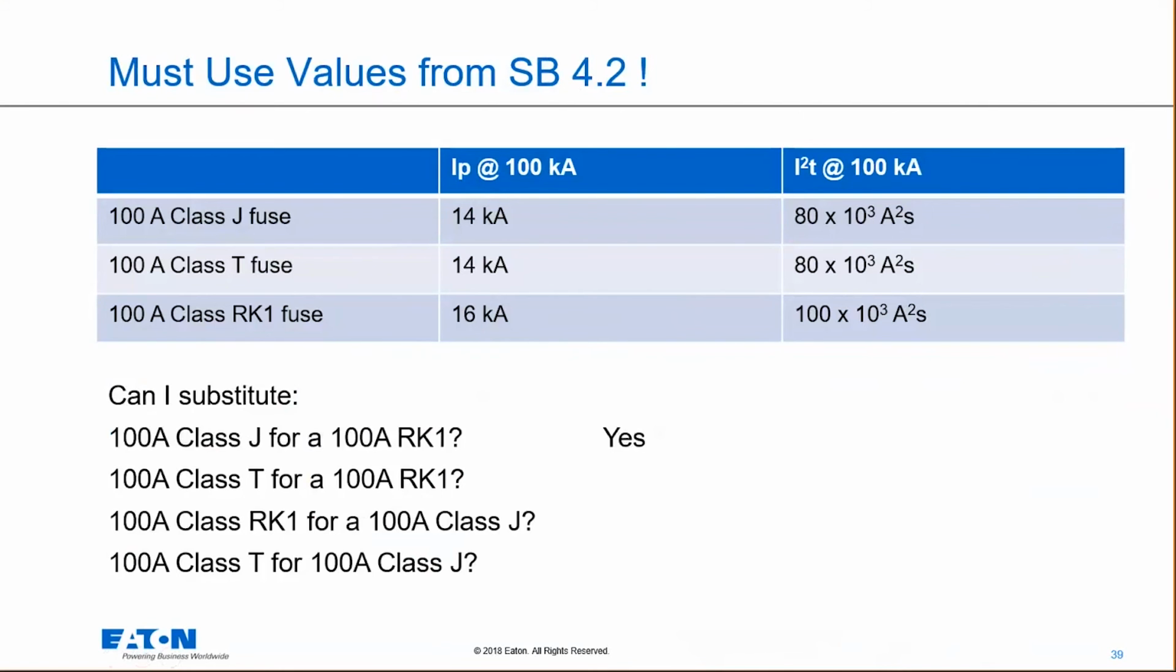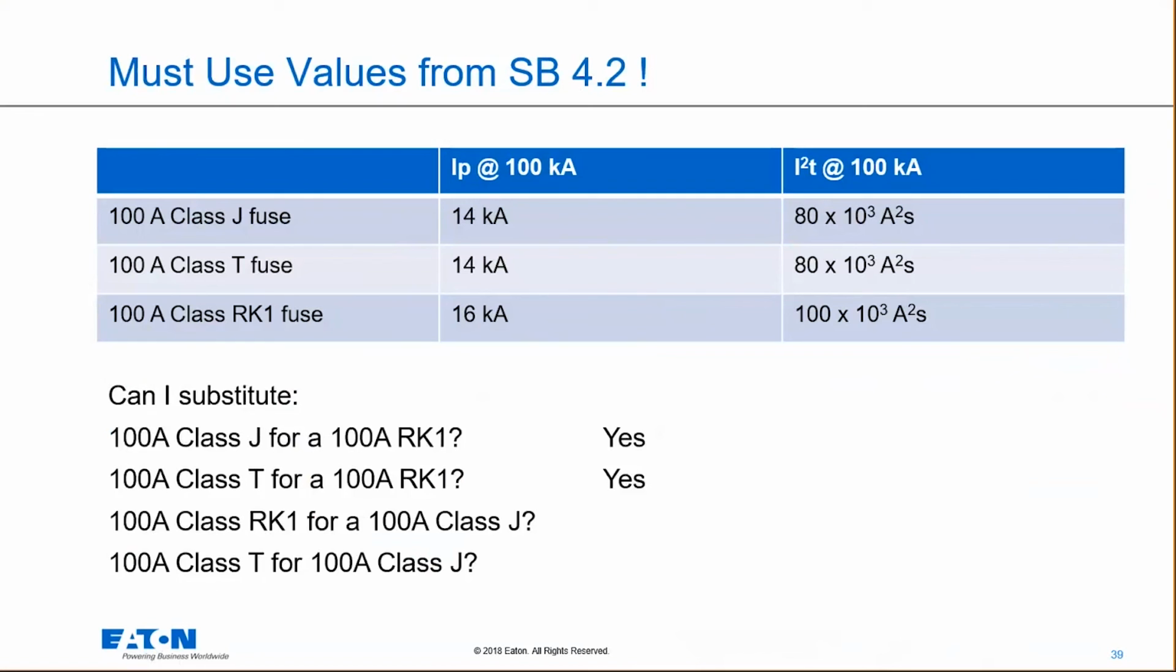If I go down and also look at the Class T fuse, can I take a Class T fuse and substitute it for an RK1? Well, once again, Class T and Class J have very similar ratings. So when we look at the I sub P, the peak let through, as well as the I squared T, in both cases the Class T fuse does a better job than the RK1 fuse. So once again, I can replace that Class RK1 with a Class T.